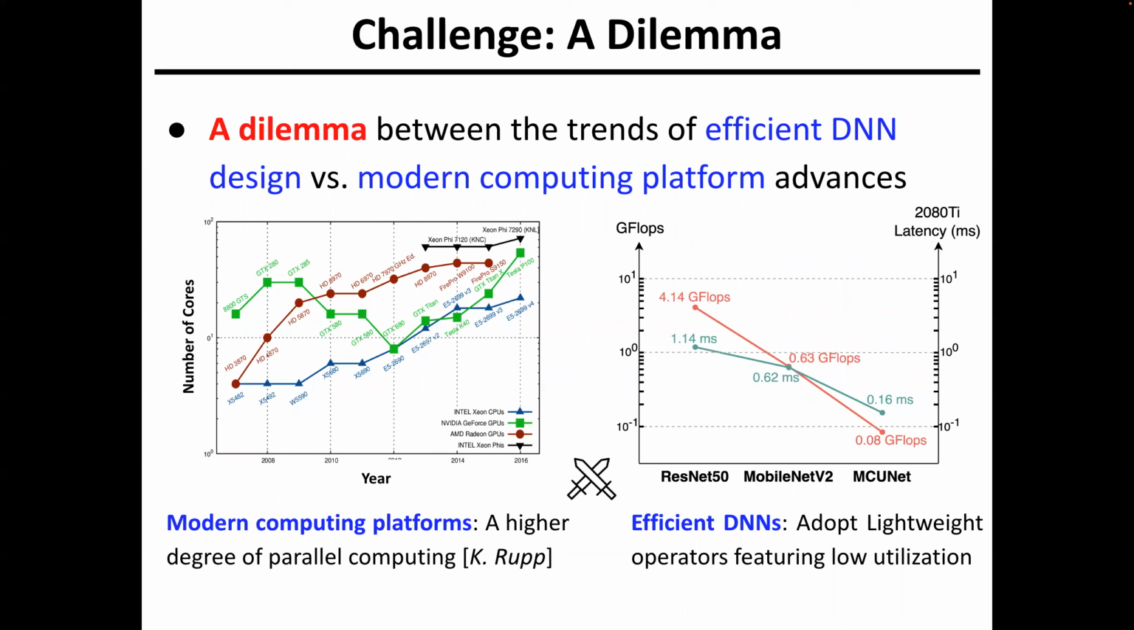In particular, modern computing platforms are equipped with increasing numbers of cores to favor a higher degree of parallel computing, while efficient DNNs often adopt lightweight operators, which cannot utilize the parallelism on commercial devices, leading to low hardware utilization, thus limited improvements in real hardware efficiency as compared to theoretical FLOPs.